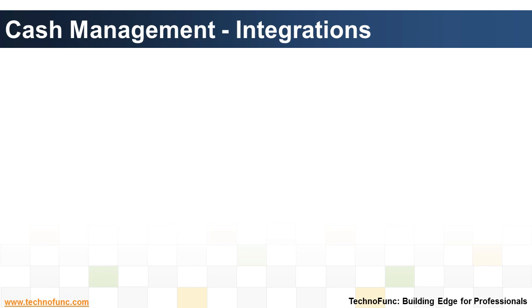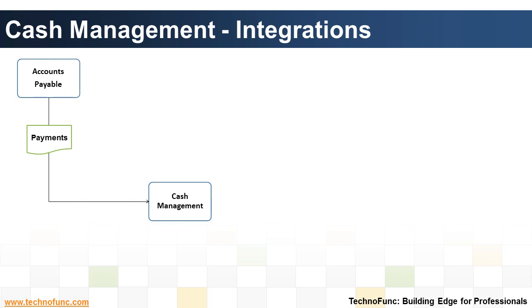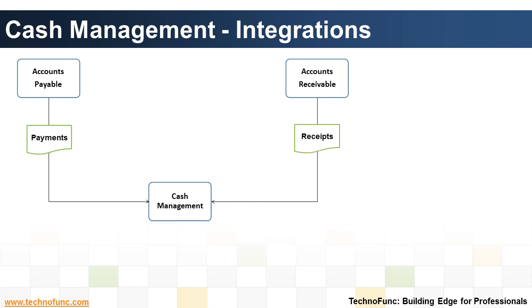Cash management receives payment information from accounts payables and you can then clear and reconcile payments. You can also create miscellaneous non-invoice transactions such as bank charges, debits or credits. Similarly, cash management gets receipt information from accounts receivables. Using cash management, you can clear and reconcile receipts and create miscellaneous transactions such as interest, debits or credits.